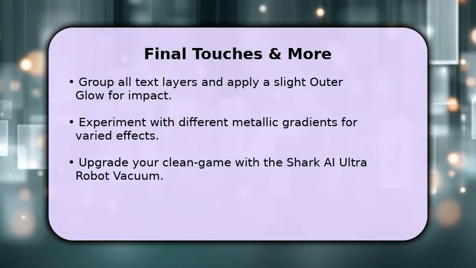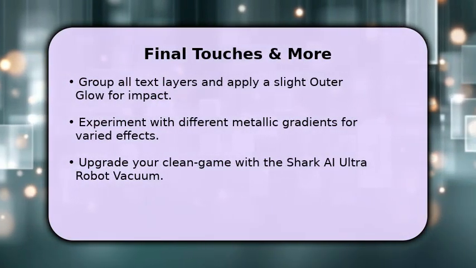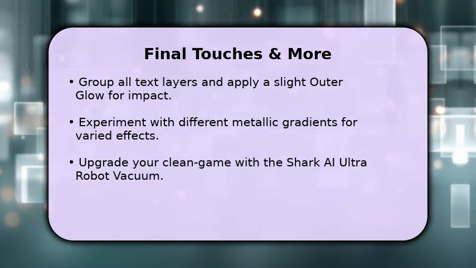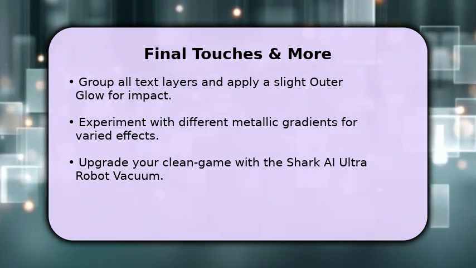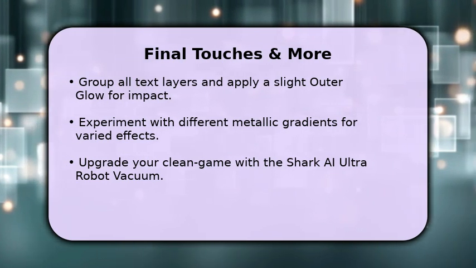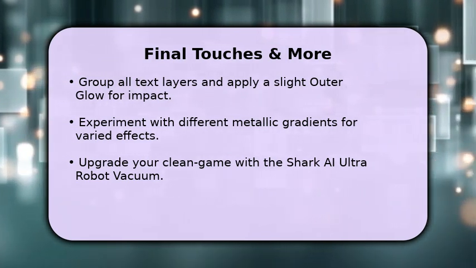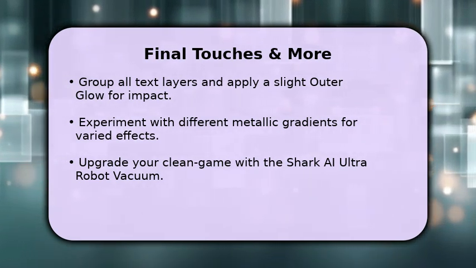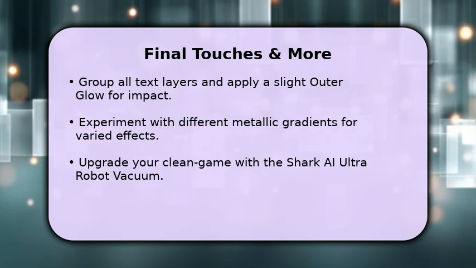For the final touches, group all your text layers together. You can then apply a subtle outer glow to the group, using a light color like white or a very pale blue, to give the chrome text a bit more pop against the dark background. Remember, experimenting with different metallic gradients and bevel and emboss settings can yield unique chrome variations.